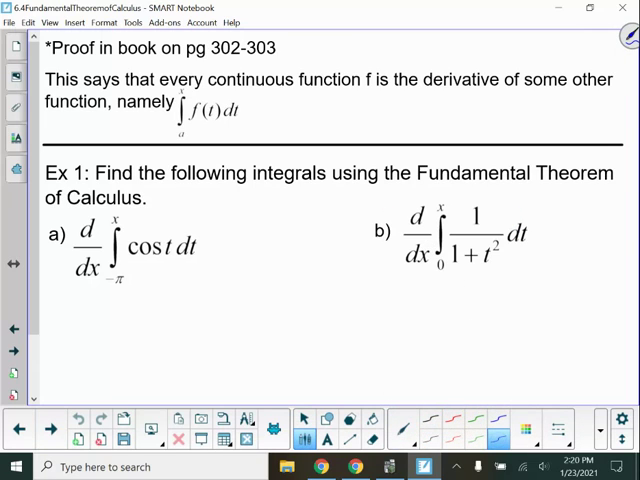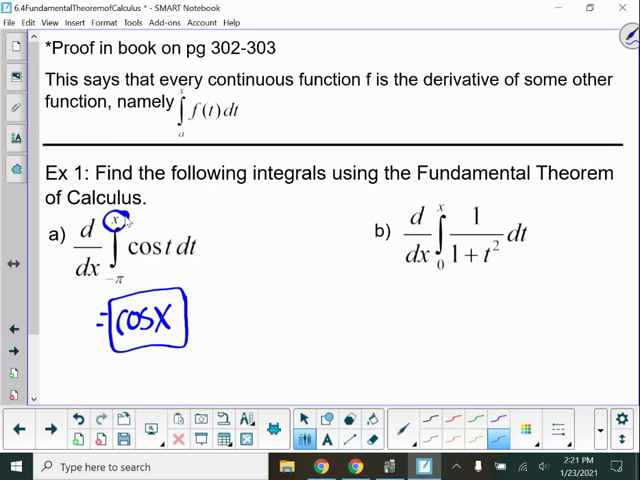So if we find the derivative of the integral using the fundamental theorem, part A, the derivative of the integral from negative pi to x of cosine of t dt, it doesn't matter what the value is on the bottom of your integral as long as you have a regular x on the top. The derivative of the integral undoes each other. You're going to be plugging in whatever's on the top for the x value. The bottom would just give me a constant, and the derivative of that is 0. That's why that goes away. So this is merely going to equal cosine of x.